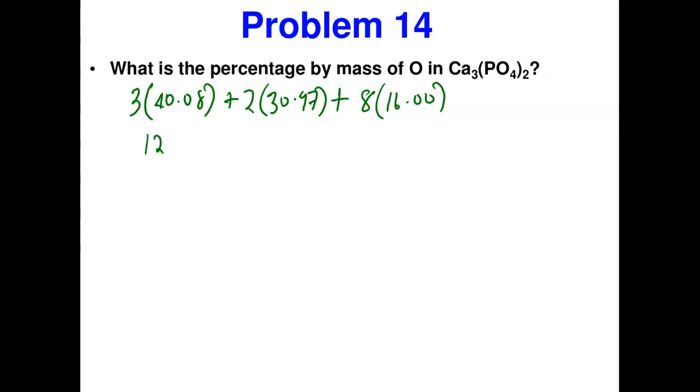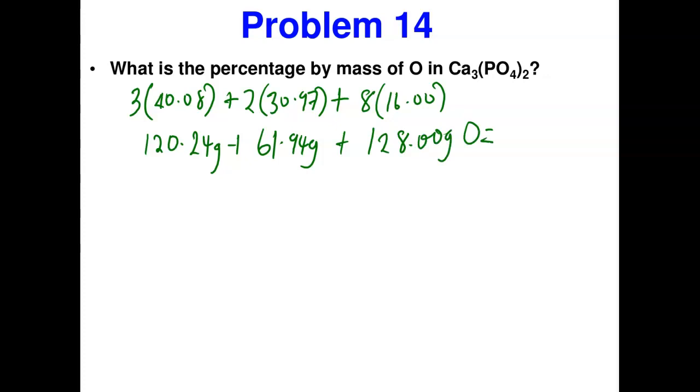So if you multiply this will give you 120.24 grams of this guy. This will give you plus 61.94 grams of this guy. And then this will give you plus 128 grams. Okay, I want to maintain the number of digits I have there. So this is going to give me 128.00 grams of oxygen.